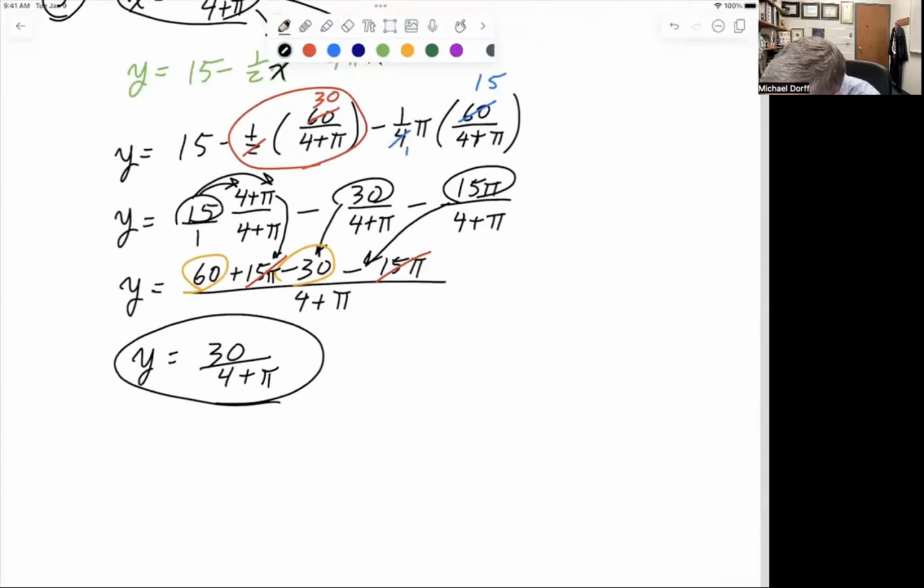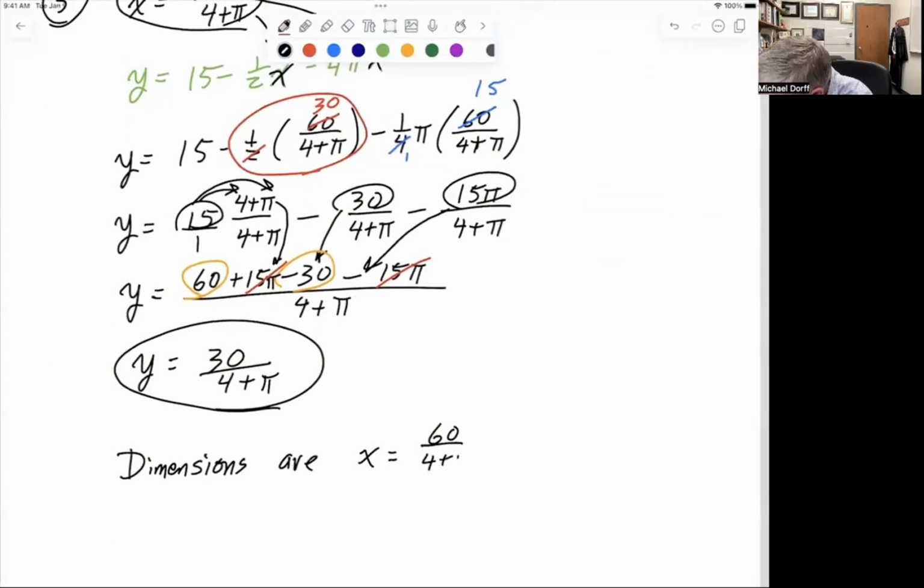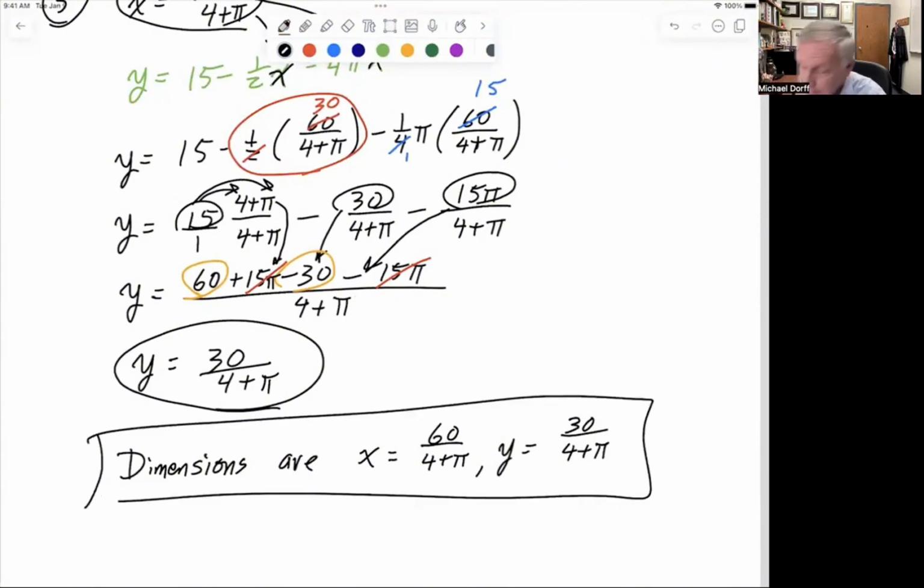So the dimensions of the window are x equals 60 over (4 plus pi) and y equals 30 over (4 plus pi). All right, tough problem. A lot of weird numbers there, but that's how it works out.